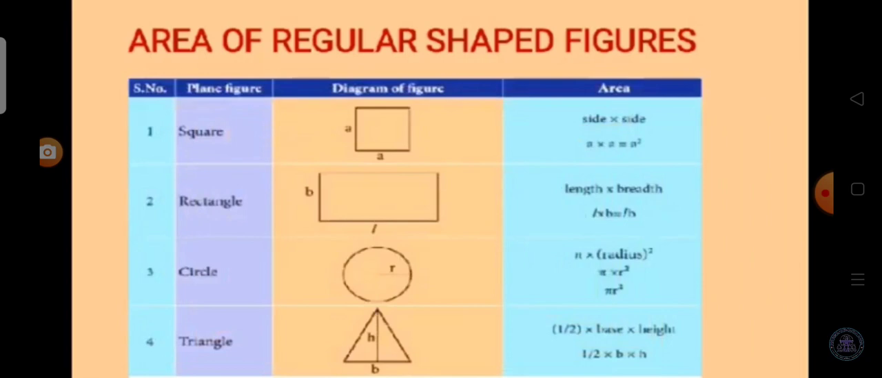Area of a square is equal to side into side, that is expressed as A into A, that is equal to A square. And the formula for the area for the rectangle is length into breadth, that is L into B, that is equal to LB. And the area for the circle is pi r square. Area for the triangle is half into BH, half BH.